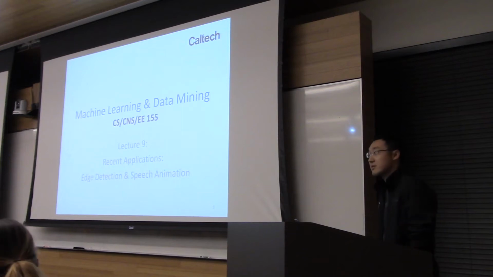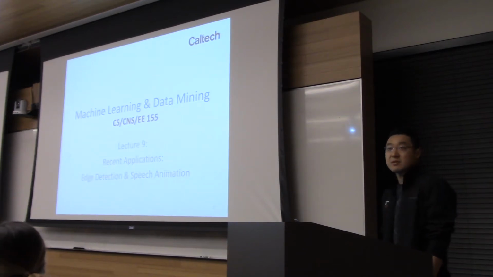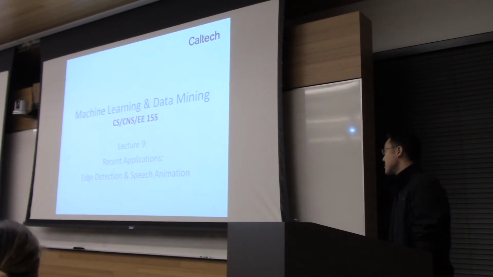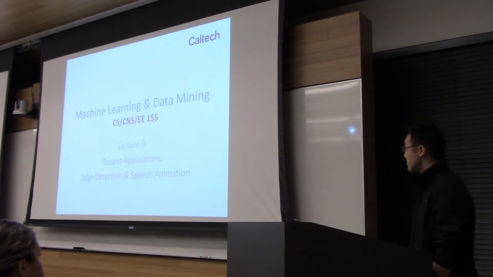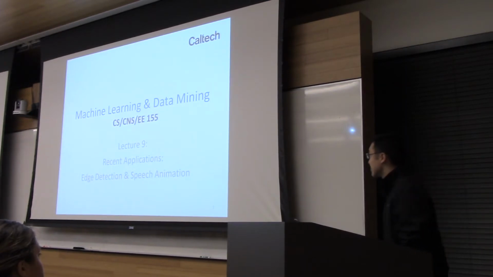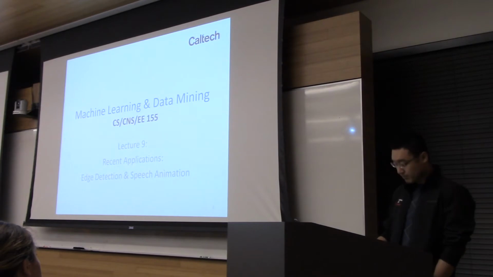Work or project. The purpose of this lecture is simply to give you a sense of the types of research and recent work that people think about when they do machine learning research or applications of machine learning into other types of research projects. And we'll look into two applications, edge detection and speech animation.